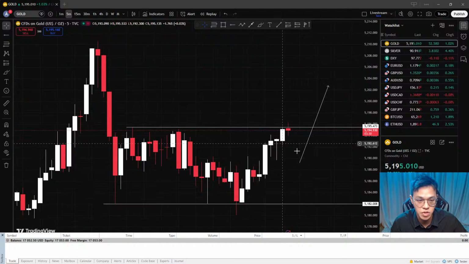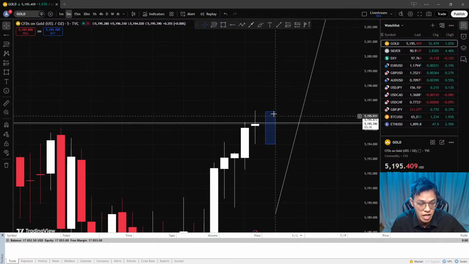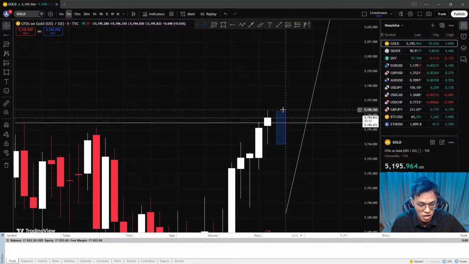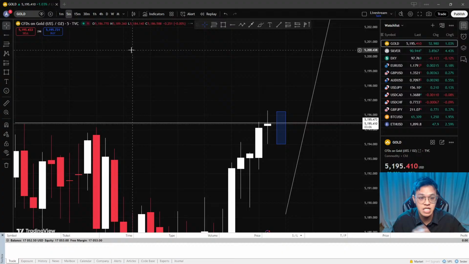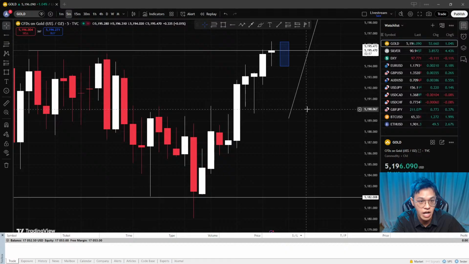Because I want to see the 5 minute candle close above this resistance level, okay. If the candle can close above this resistance level, then I only consider it as a breakout. So this is a multi time frame confirmation. I will wait for another 3 minutes before I place my order.